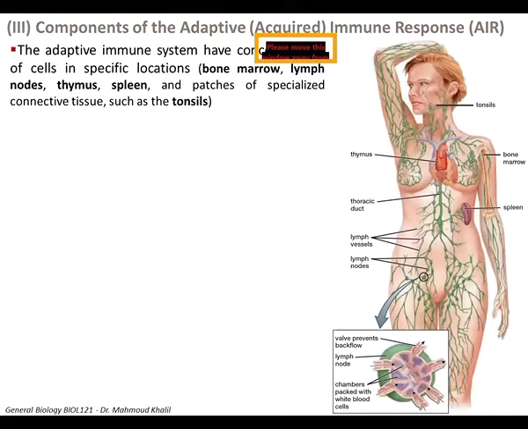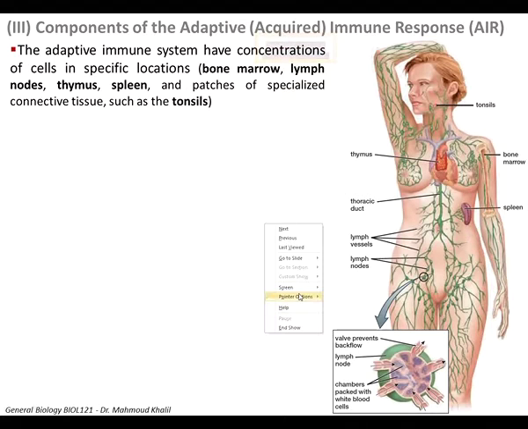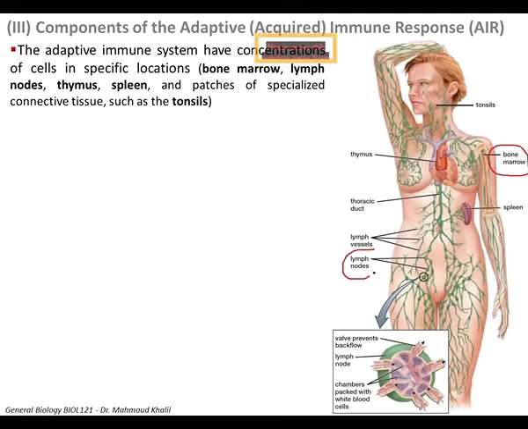Here you can see that the adaptive immune system is concentrated around specific locations: in the bone marrow, in the lymph nodes, in the thymus, in the spleen, and as well in the tonsils. These are concentrated regions of the cells of the adaptive immune system.